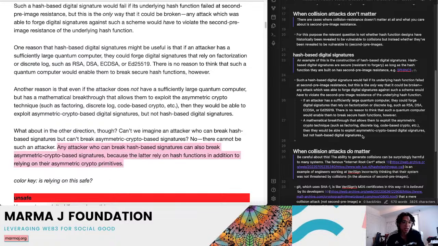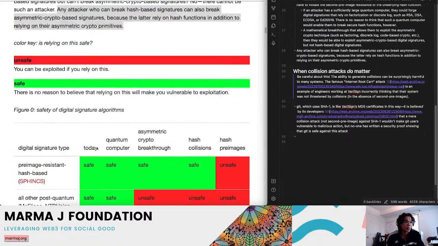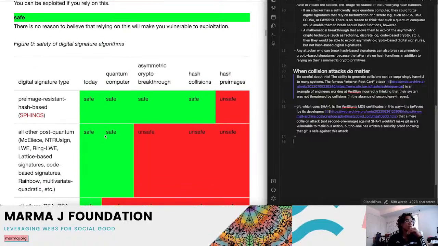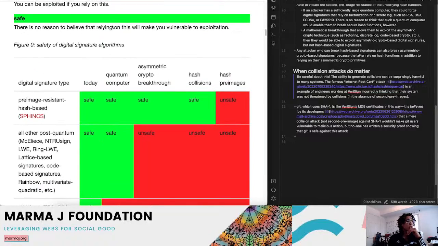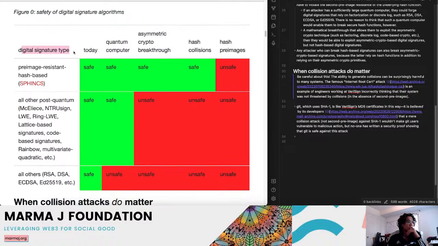Okay, let's just take the second half of this down just to be very clear, and let's move on to actually reading through this. So there was no reason, okay, figure 0, digital signature type. So you have Sphinx. Again, if you have preimages, you're screwed, but even if a quantum computer comes along, even if some math stuff happens, and even if you have some collisions, you're still safe. It's pretty cool.